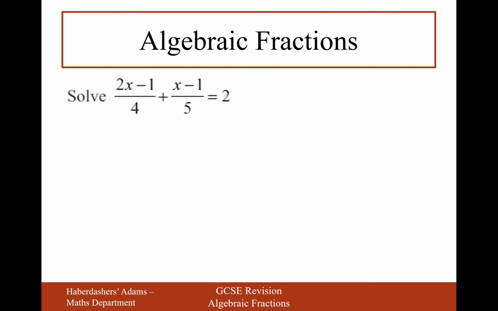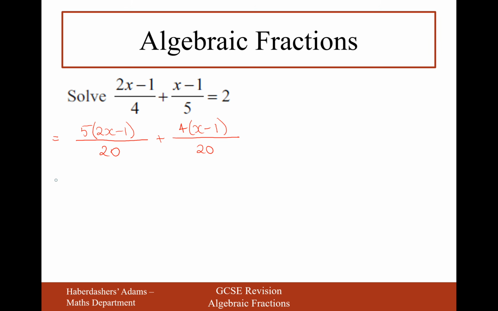Okay, let's move on to the next one. Pause the video and give this one a go. Okay, so same as the one before, add the fractions together and then we'll set it equal to 2. So we want a common denominator here of 20 for both of our fractions. On the left-hand one we'll need to multiply it by 5, and on the right-hand one we'll need to multiply it by 4.